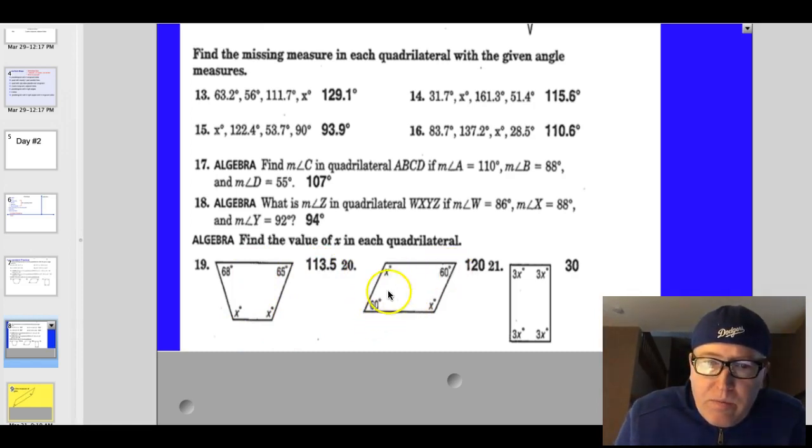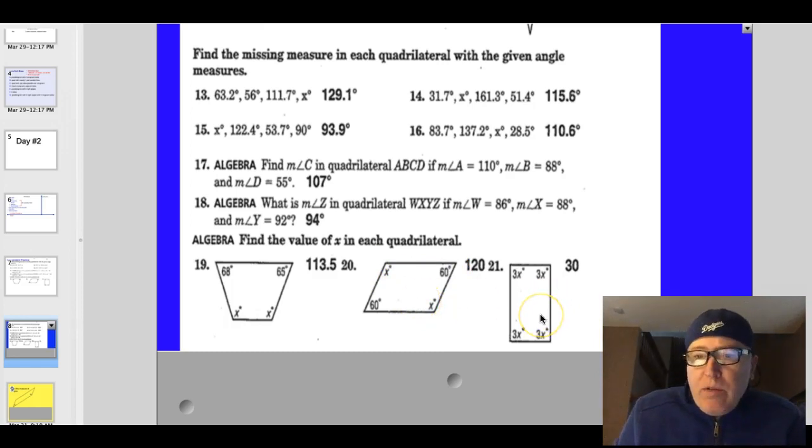This one here, 60 plus 60. Well, if these two angles here are 60, then these two angles here each have to be 120 degrees. Or if you want to do it, you can do it this way. You can do 360 minus 60 minus 60. That'll give you 240 degrees. And you have two angles left, and so you can divide by 2.